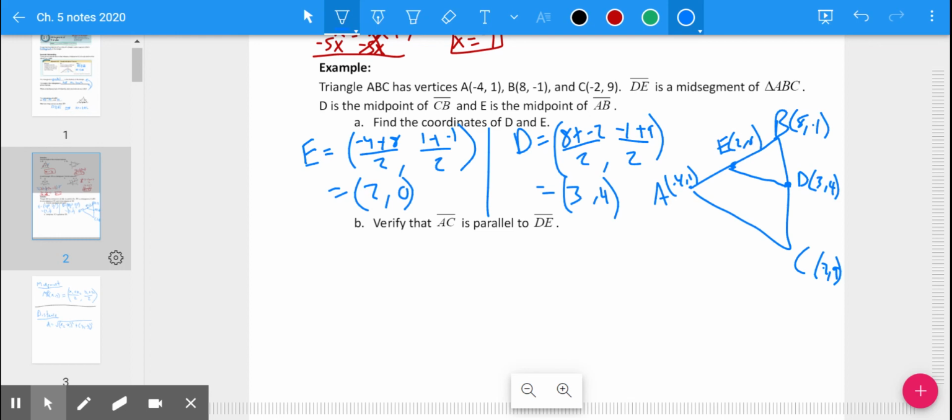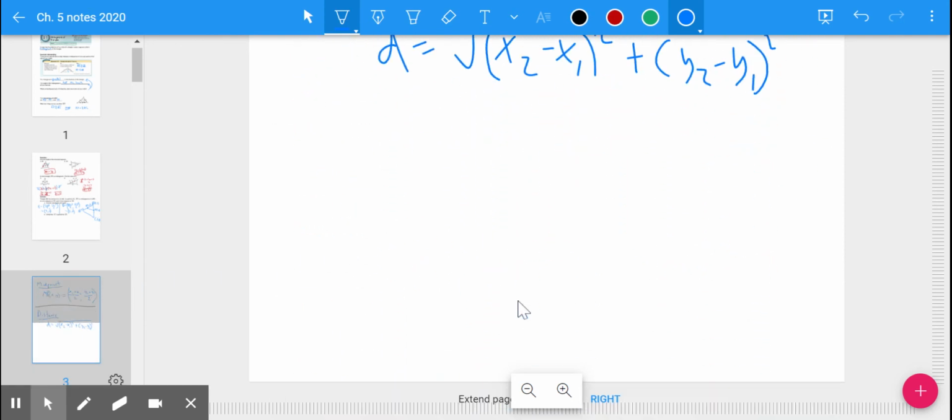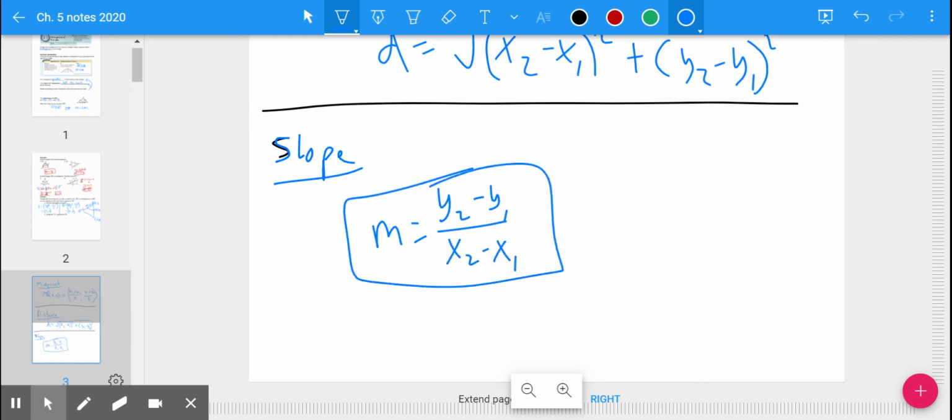We could also find the distance of AC and verify that they are the same. ED is half of AC. Part B just asks us to verify that it's parallel. So how do we find parallel? Well, I'm going to go back and add one more formula here that I didn't add, and that would be the slope formula. So remember that when you're finding parallel versus perpendicular, for parallel, slopes have to be the same. So y2 minus y1 over x2 minus x1. So we're going to use that right now.